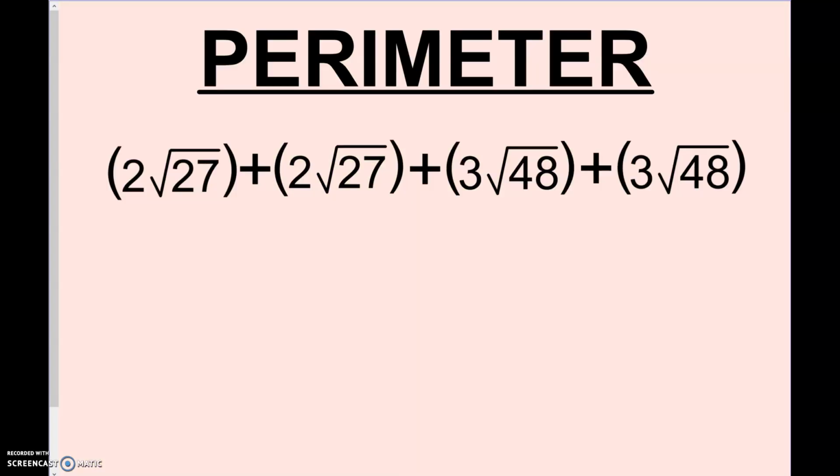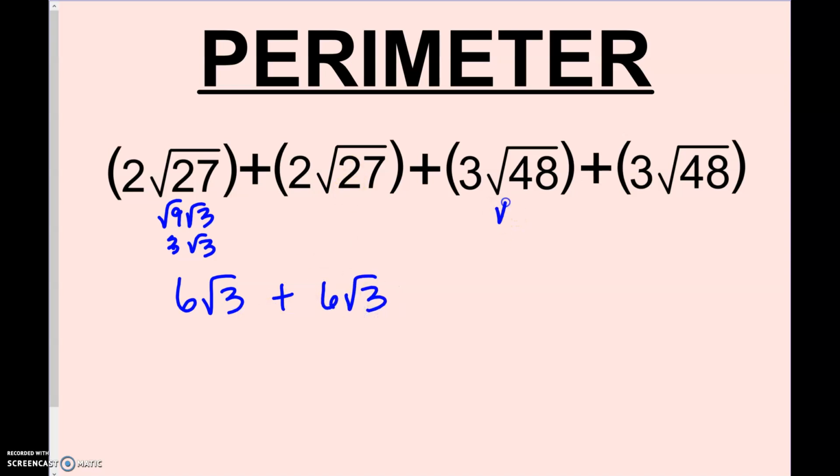All right. In the next one, we want to find perimeter. So in order to add things, we need to have like terms. So the square root of 27 gets broken down into the square root of 3 and the square root of 9. So we have 3 root 3. So we have 6. 2 times 3 is 6 root 3. Okay, and then obviously we're going to have another one because that's the same exact thing.